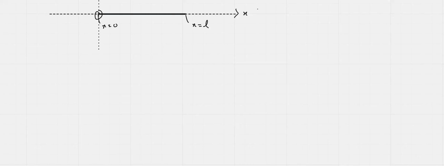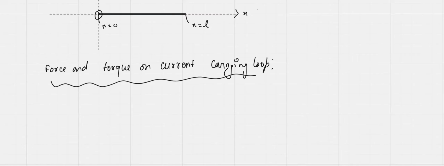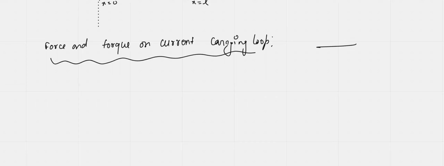So let's talk about force and torque on a current carrying loop. These two things we have to calculate. A loop can be square, a loop can be circular, whatever you want to say. But this will be carrying some current.